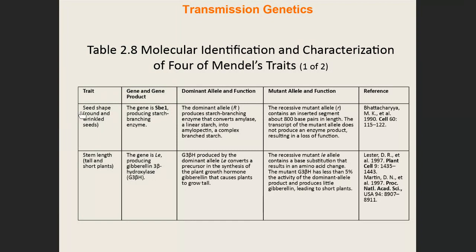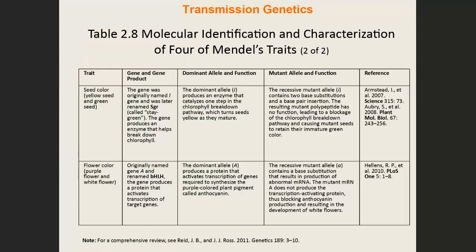For example, that seed shape that we talked about, round and wrinkled, we now know that it's a mutation in a starch branching enzyme called amylase, and the mutant allele contains an inserted segment of 800 base pairs in length, and this is called a transposon. So it's a transposition event that inserted into the gene and inactivated it completely. So we know what really caused that phenotype at the molecular level. And I'm going to let you look at that table.